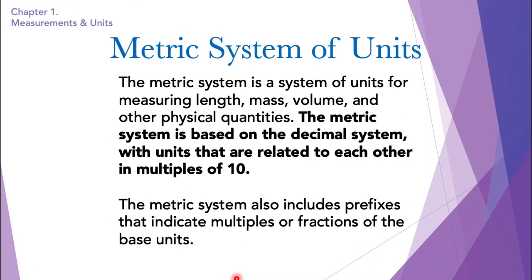So, the metric system is a system of units for measuring length, mass, volume, and other physical quantities. The metric system is based on the decimal system with units that are related to each other in multiples of 10. The metric system also includes prefixes that indicate multiples or fractions of the base units. Now let's understand what we're trying to talk about here.